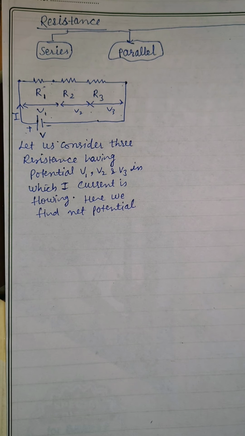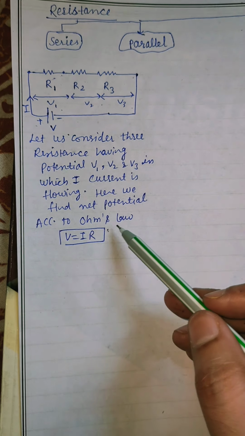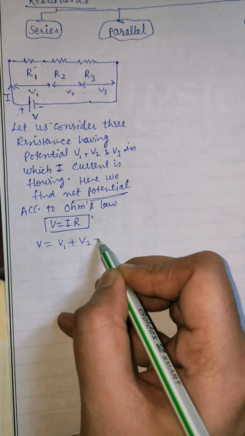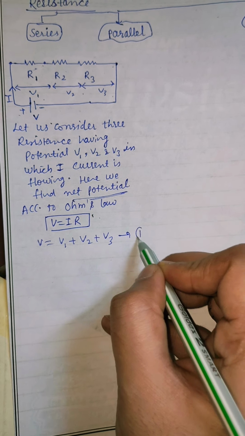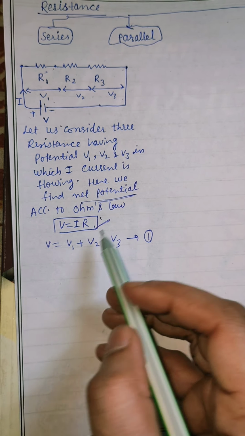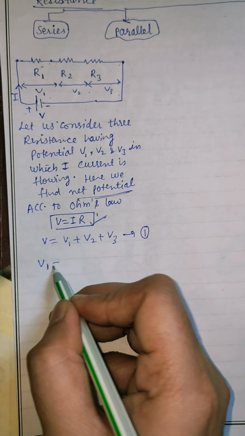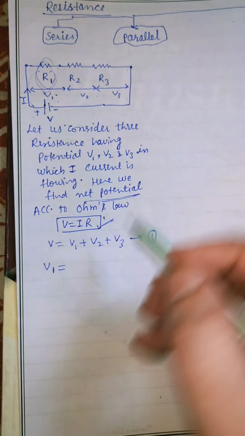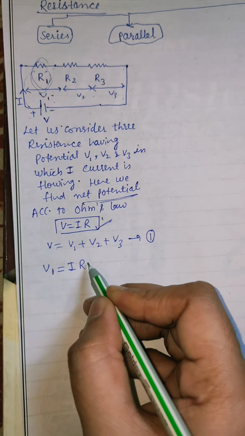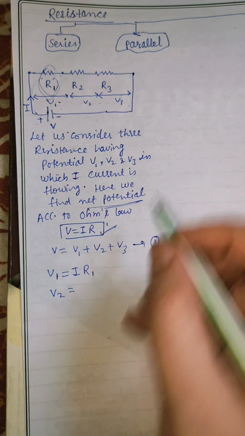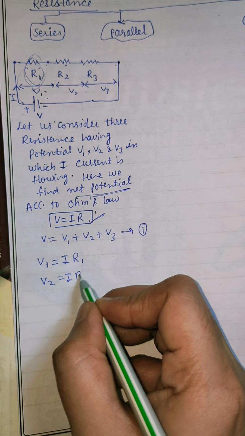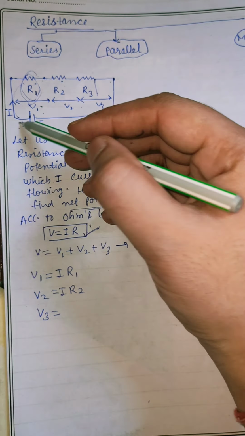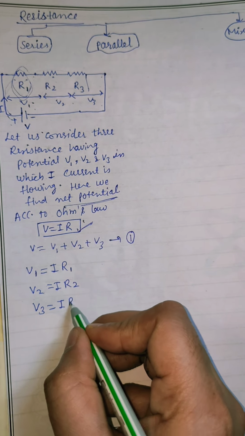Now, according to Ohm's law, V equals IR. Here we find the net potential. So we write V equals V1 plus V2 plus V3 for three resistances. This is our equation one. In the form of Ohm's law, we write the potential V1. V1 is across R1 and the current flowing in R1 is I, so we write I R1. Similarly for V2, it is across R2 and the current flowing is I. Similarly for V3, across resistance R3 the current flowing is I, so here we write I R3.